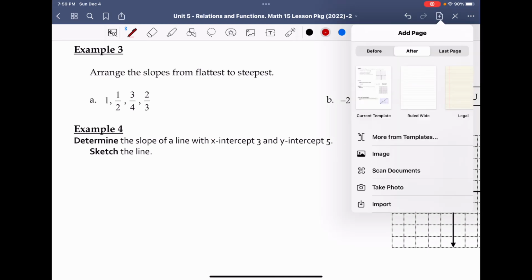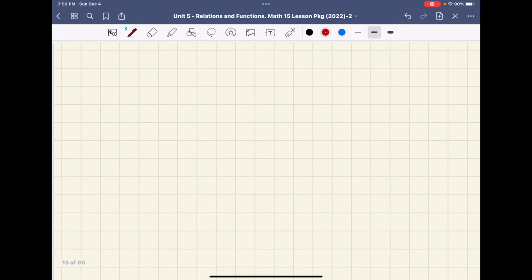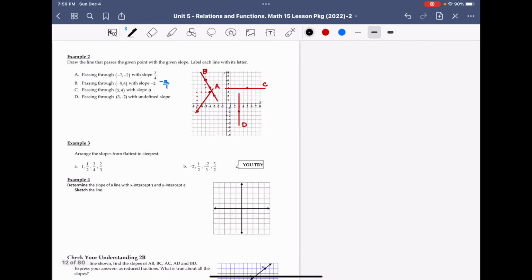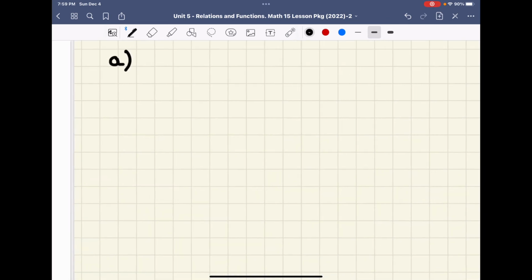I'm going to pull up just some random grid here, and what we're going to do is map out example A, and then I will allow you to do B on your own. So our slopes for this, I'm going to zoom out and go back. We have 1, 1/2, 3/4, and 2/3. So I'm going to write them out here.